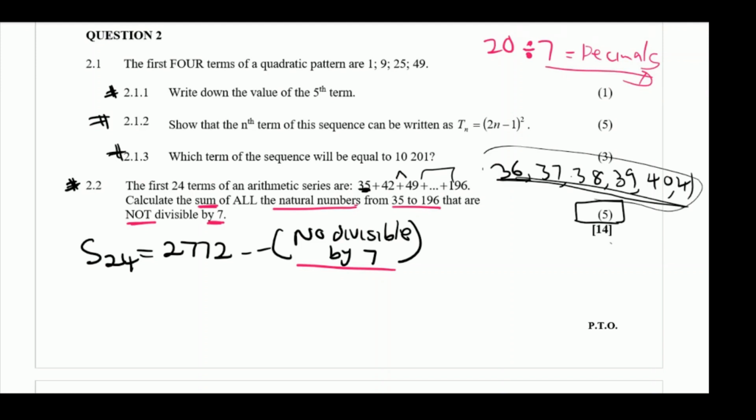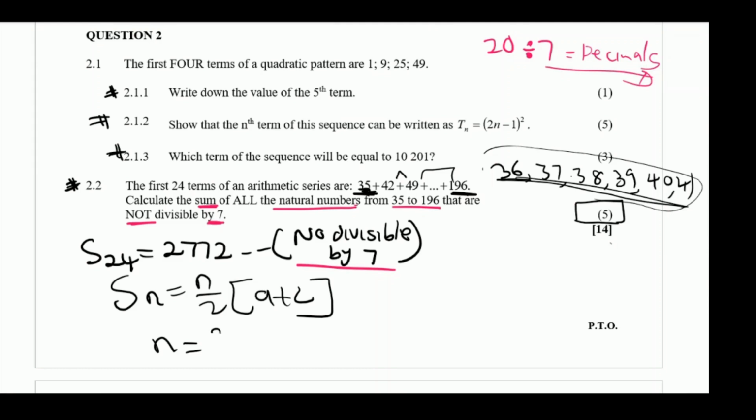So what you're going to do here is find the sum of natural numbers. For us to find the sum, we're still going to use the same equation, n over 2 into a plus l. But the difference here is the number of terms. How do you find the number of terms of all the natural numbers that are between 35 and 196? What you're going to do is say 196 minus 34. Why am I minusing 34?